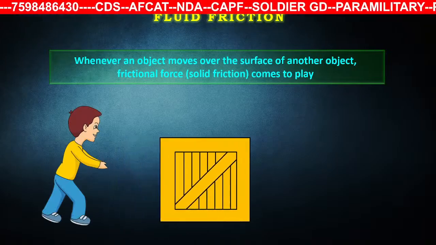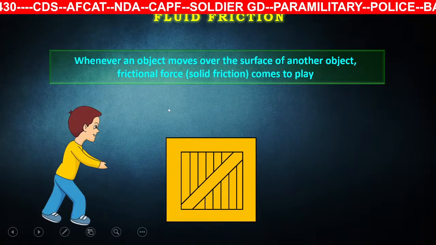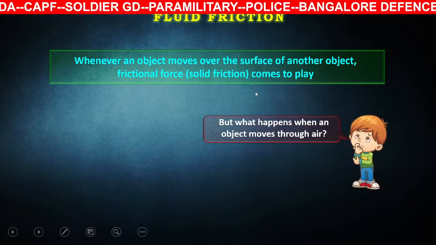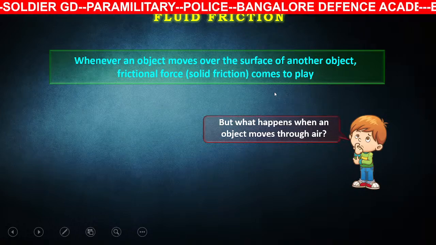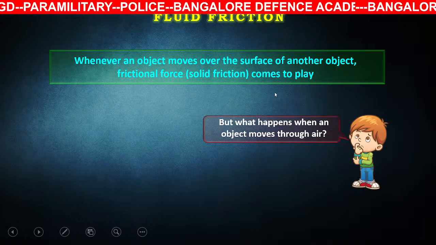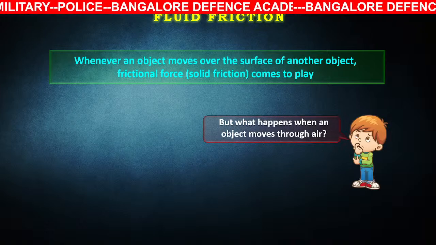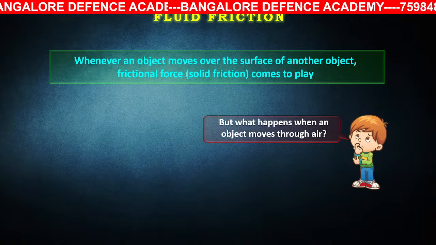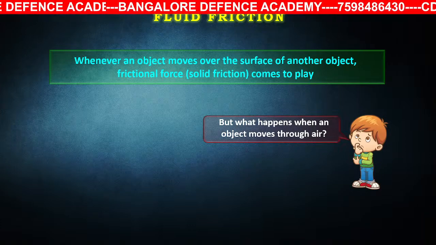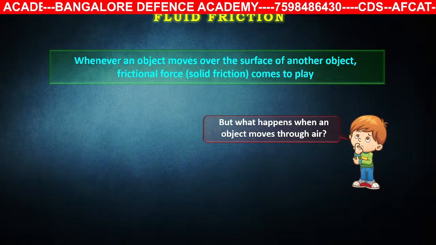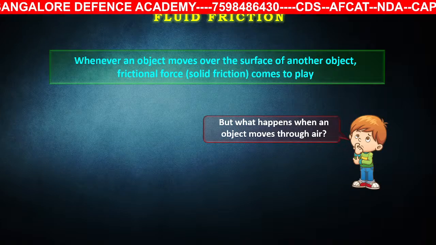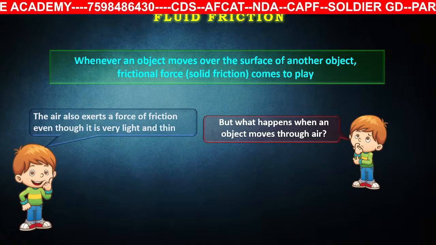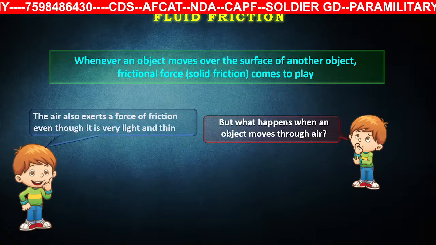Fluid friction. Whenever an object moves over the surface of another object, solid friction comes into play. But what happens when an object moves through air? Yesterday we were talking about fluids. Air is a fluid, true or false? Water is a fluid, true or false? Milk is a fluid, true or false? True. Anything which flows is a fluid. So now what happens with air? The air also exerts a force of friction even though it is very light and thin.